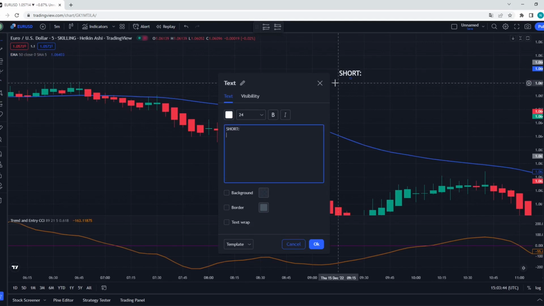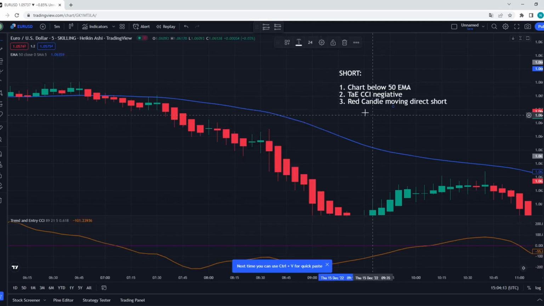So for a short trade, first, we want the chart below our 50 EMA. Second, we want the trend and entry CCI to be negative, so below the purple line. And third, we want a red candle moving directly short. So these are the three conditions that we need.